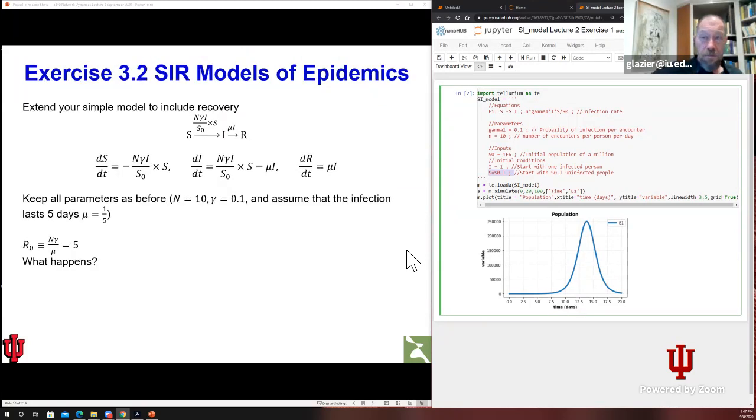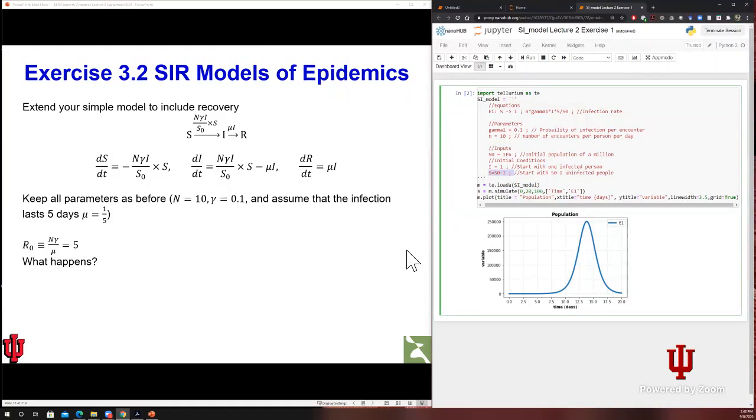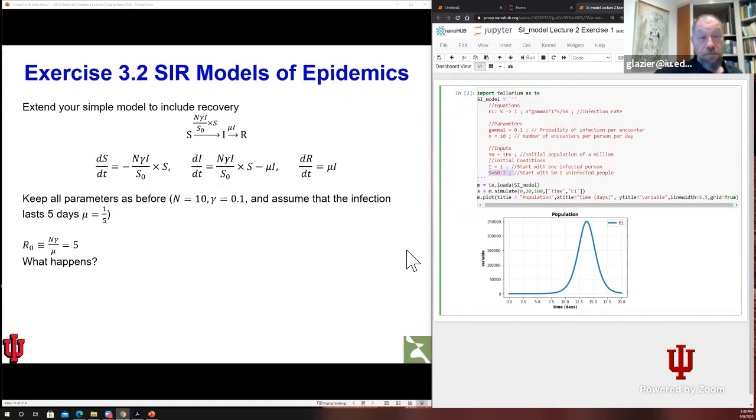Okay, so the homework problem was to extend our little model that we have here on the screen to include recovery. This was a homework problem, so I assume many people have done this already. But in case you haven't, let's take a minute or two to do it together and see what changes.